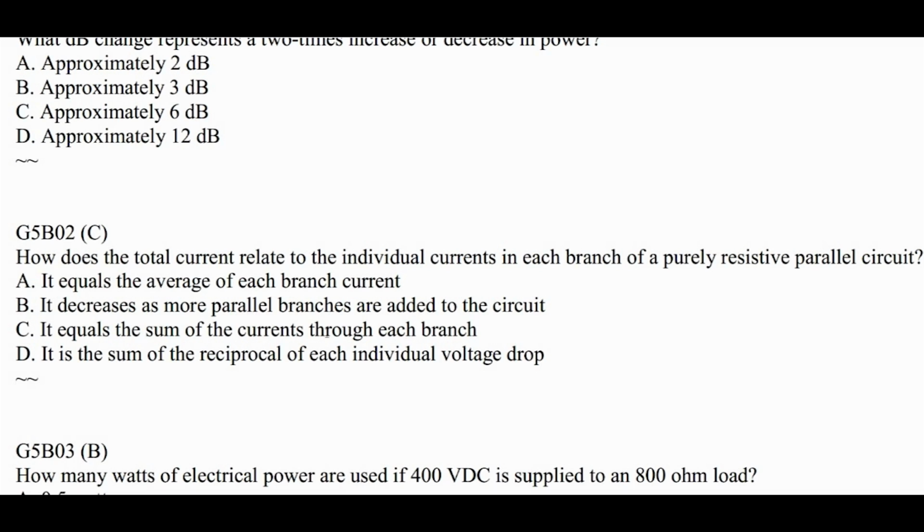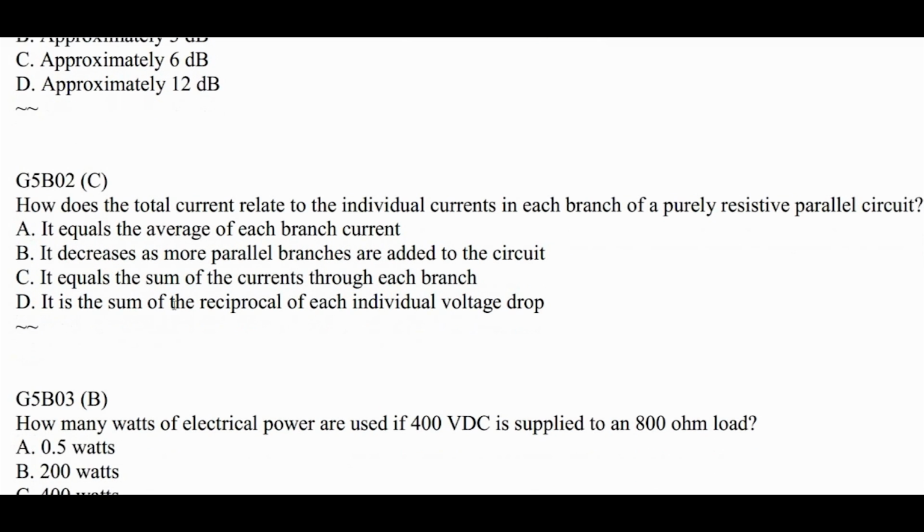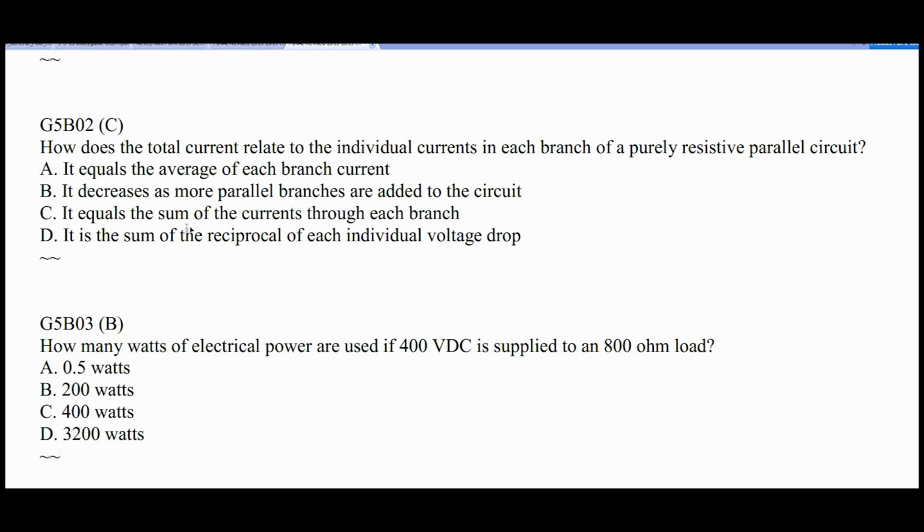So if you had 1 amp going through one branch and 3 amps going through the other, it would be the total or the sum. G5B03. How many watts of electrical power are used if 400 volts DC is supplied to an 800 ohm load?